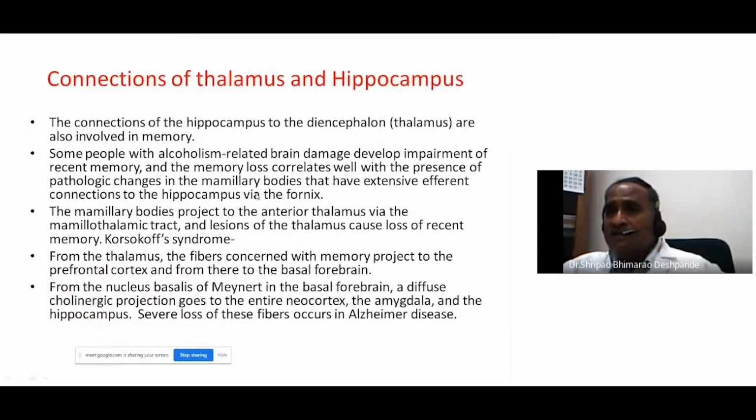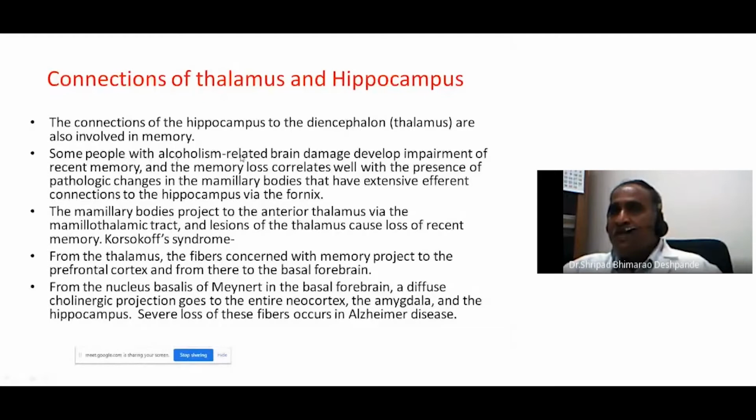Now let me again say something about the hippocampus and the thalamus being involved in memory. These connections are very important. Why are they important? I mentioned Korsakoff syndrome, in which the mammillothalamic tract is involved. There is a loss or a demyelination of the mammillothalamic tract.